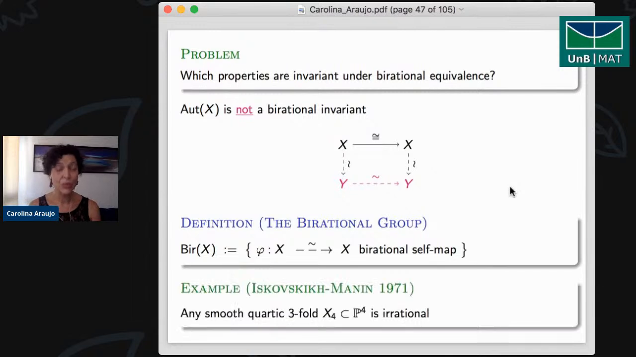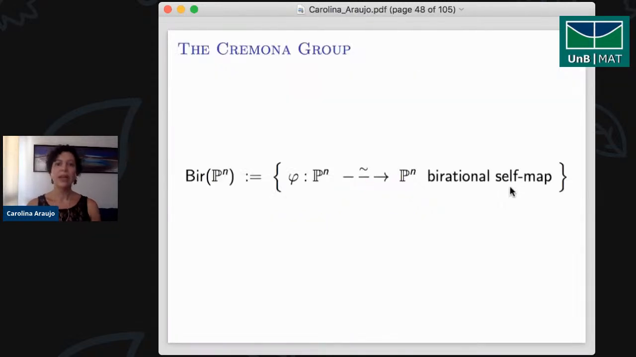And let me say that the birational group has been used to detect irrationality. For instance, in the 70s, Iskovskikh and Manin proved that any smooth quartic threefold, so now degree 4, is irrational by computing its birational group and comparing with the birational group of P^3. And so now let me talk about this special group.